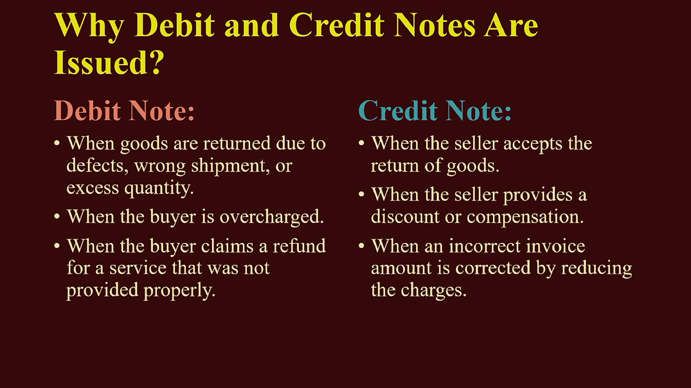Now, why are debit note and credit note issued? The debit note is issued when goods are returned due to defects, wrong shipments, or excess quantity. While in case of credit note, when seller accepts the return of goods. In case of debit note, when buyer is overcharged. While in case of credit note, when seller provides a discount or compensation.